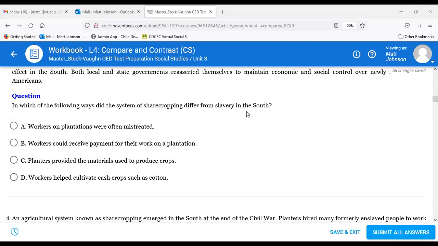B? Yeah, workers receive payment for their work on a plantation. There was a problem with how much they were receiving, not necessarily always fair. And of course, you're not bound to chattel slavery anymore. So you could leave. You didn't have to continue that job if something better came along, or you wanted to move to the north or what have you. And yeah, so B is the answer for three.